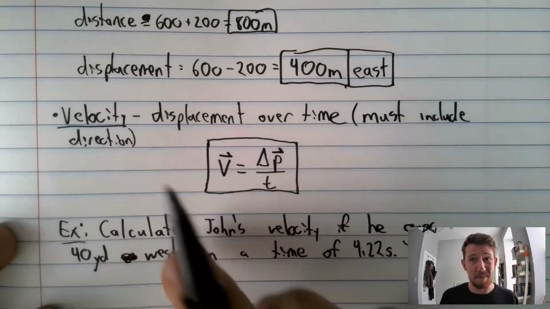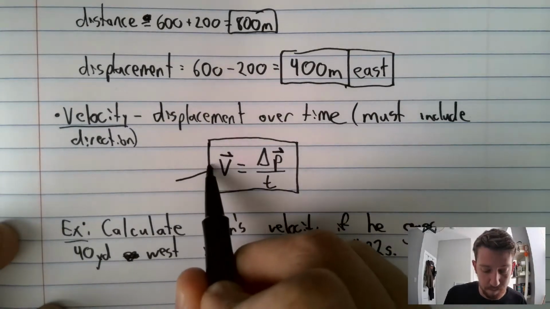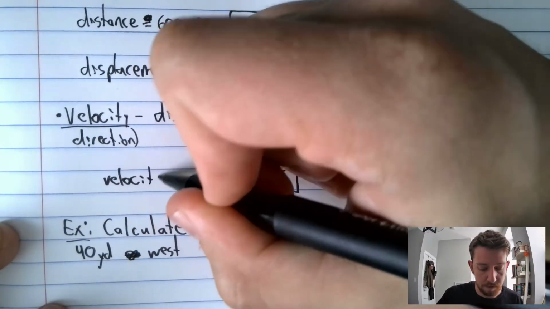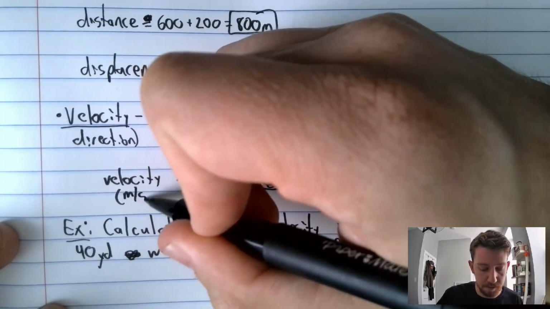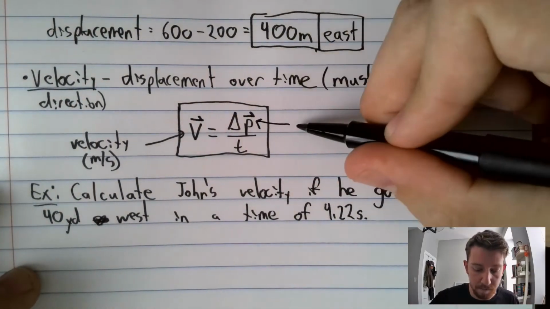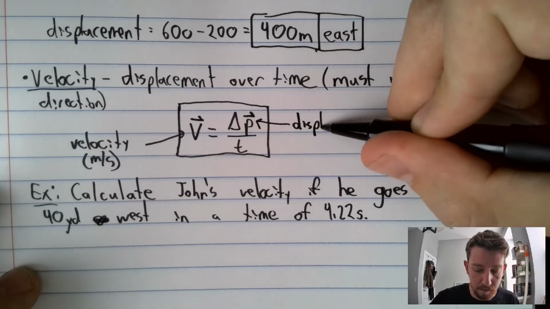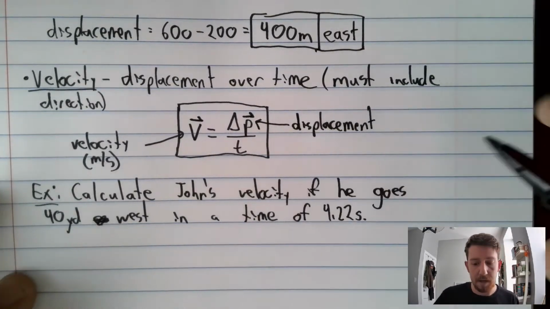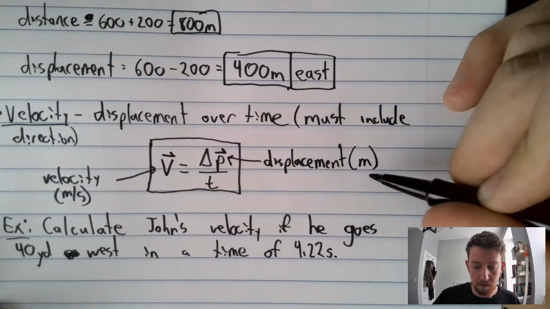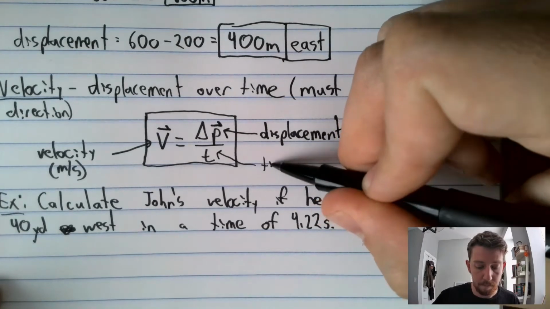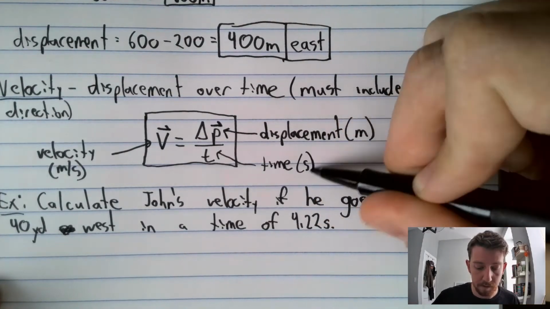So I'm going to go back to this equation here, but it'll be reminiscent of the old equation. Velocity is measured in meters per second. I bet you could have guessed that. Displacement, that's what delta P is, is measured in meters. And T is time. It's measured in seconds.